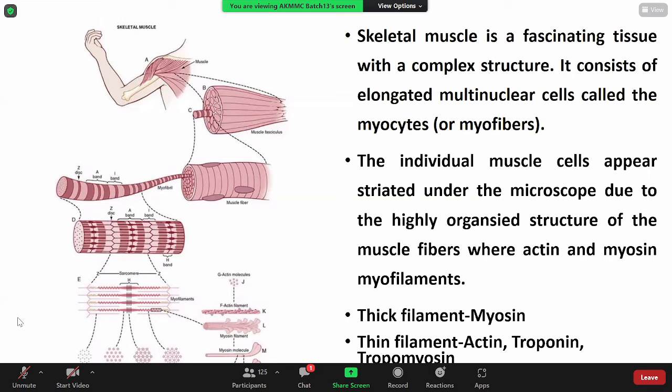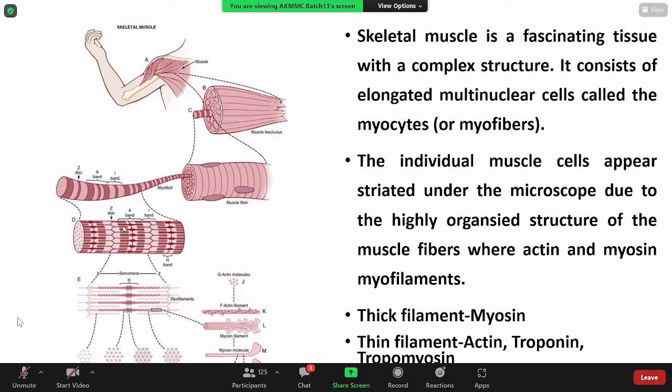These dark bands contain the myofilaments as well as the ends of the actin filaments where they overlap. Now, here the two actin filaments overlap together, so this is called the Z line. This is the I band. So in the I band, only actin filaments are present.